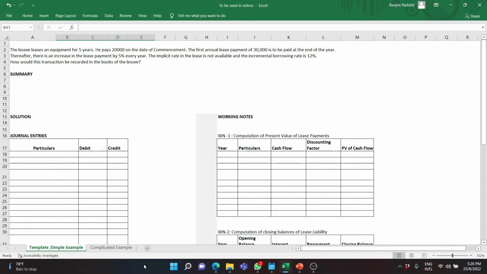Let's summarize the important points here. So, first of all, the lease term is 5 years. We know that he pays 20,000 on the date of commencement. This is like the start of the lease, while all the other lease payments are at the end of the year. So this appears to be something like an advance lease payment.